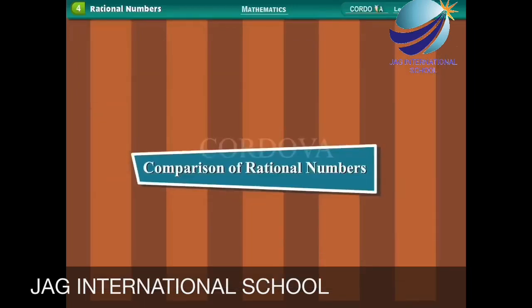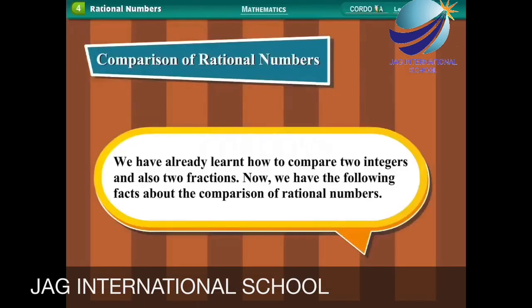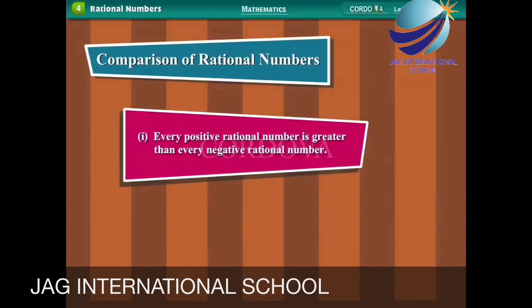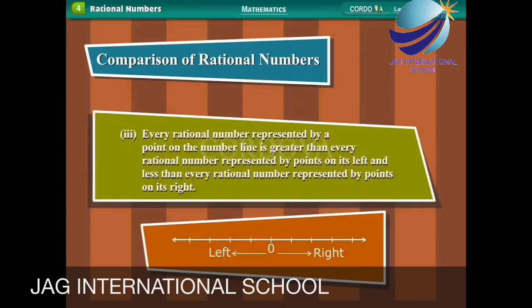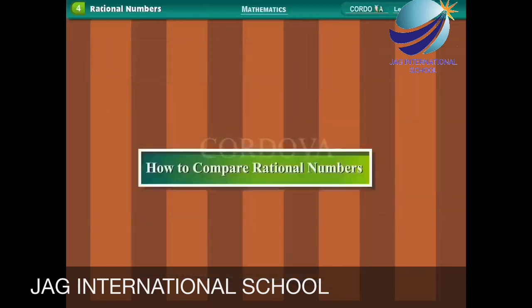Comparison of rational numbers. We have already learnt how to compare two integers and also two fractions. Now, we have the following facts about the comparison of rational numbers. Every positive rational number is greater than every negative rational number. 0 is greater than every negative rational number and is less than every positive rational number. Every rational number represented by a point on the number line is greater than every rational number represented by points on its left and less than every rational number represented by points on its right. Left, 0, right.